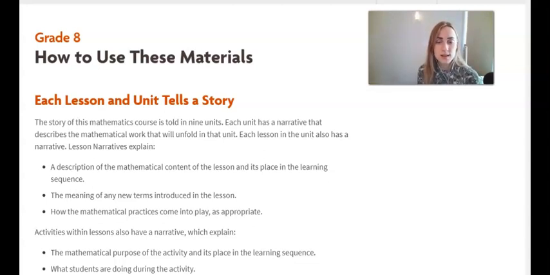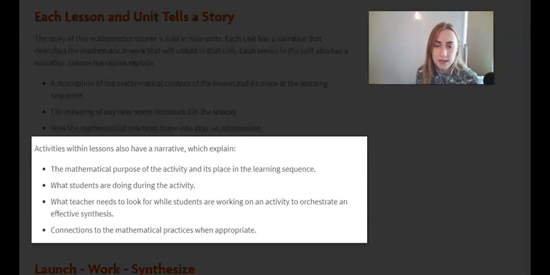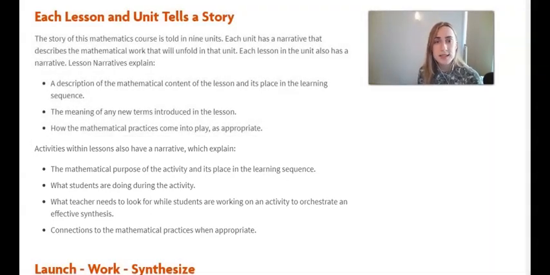So the idea is that we have, within a lesson, the mathematical purpose of the activity and its place in the learning sequence, what students are doing during the activity, what a teacher needs to look for while students are working on an activity to orchestrate an effective synthesis, and connections to mathematical practices when appropriate. This idea of synthesizing student thinking is really important, and it's something I'm sure you've had to be creative about in this hybrid remote environment.